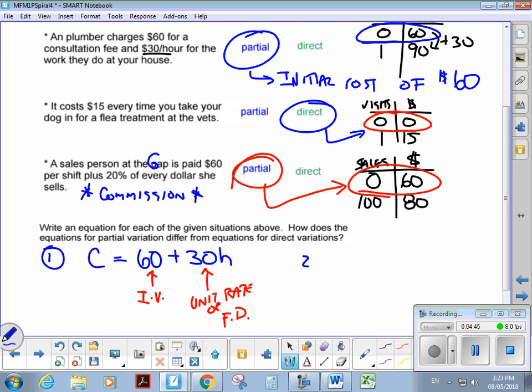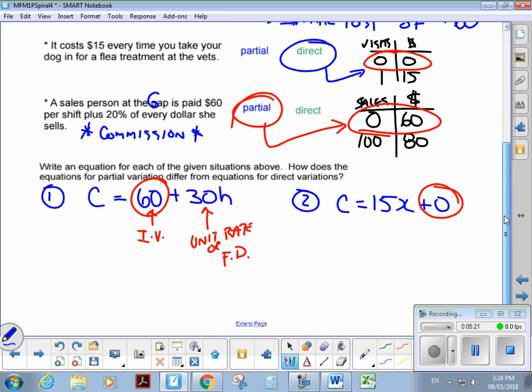What about number 2? It costs $15 every time you take your dog to the flea treatment. So cost equals your first difference. So that's $15 per visit. So let's call that X. And there's no initial value. All right, so initial value is 0, because if you don't go, you don't have to pay anything. All right, so the difference is these partial variations have an initial value, whereas direct variations have no initial value.